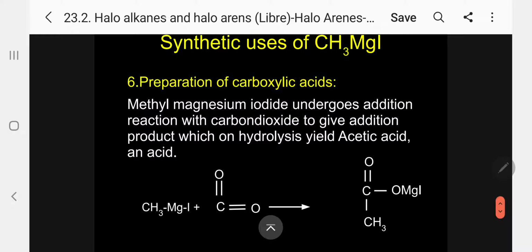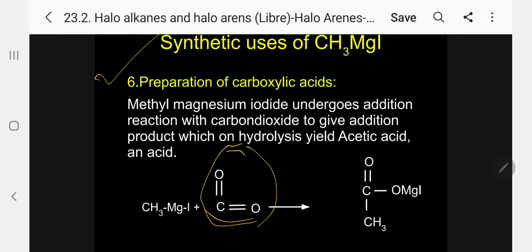The next important one is preparation of carboxylic acid. Very interesting here. Carbon dioxide is the best reagent to prepare the carboxylic acid group. Methyl magnesium iodide undergoes addition reaction with carbon dioxide to give the addition product, which on hydrolysis yields acetic acid. In what way does it undergo addition? Kindly follow. It undergoes addition like this.